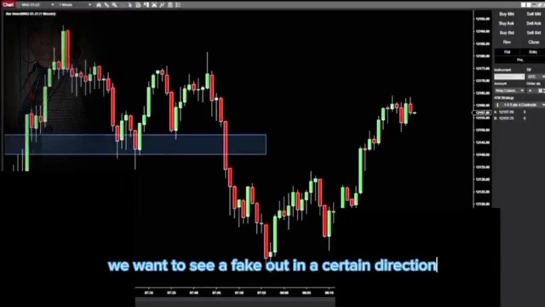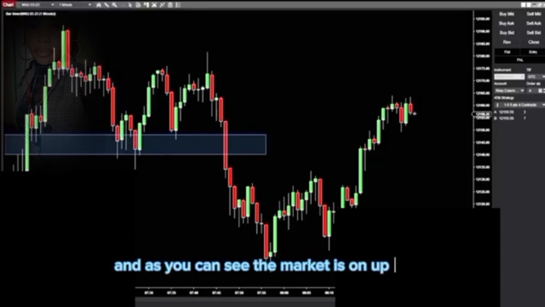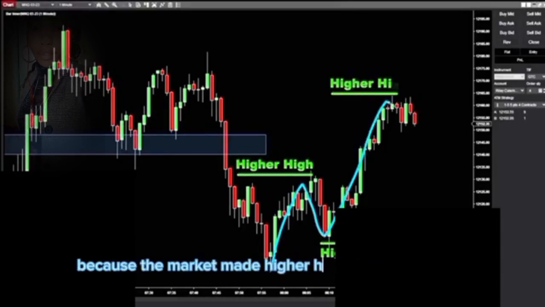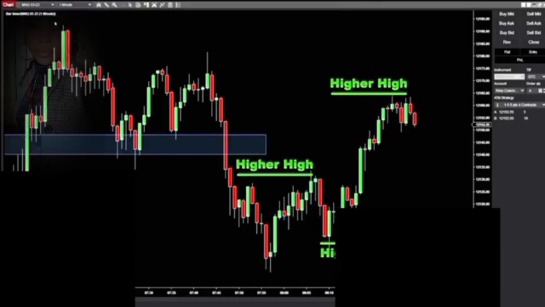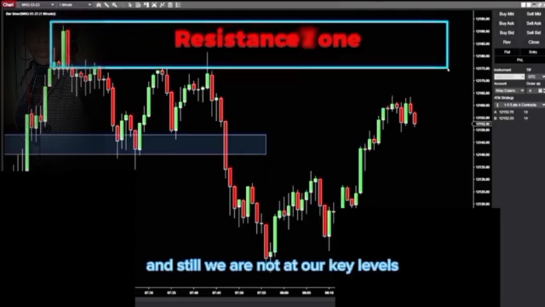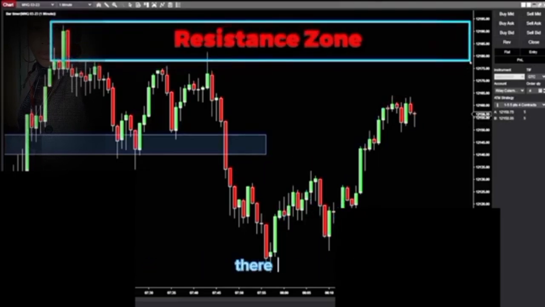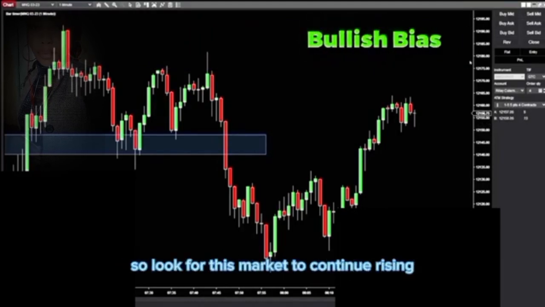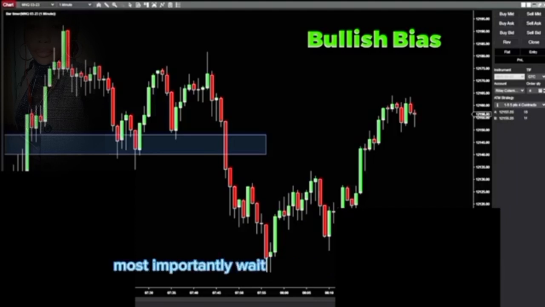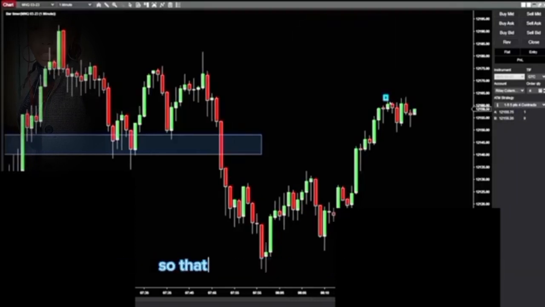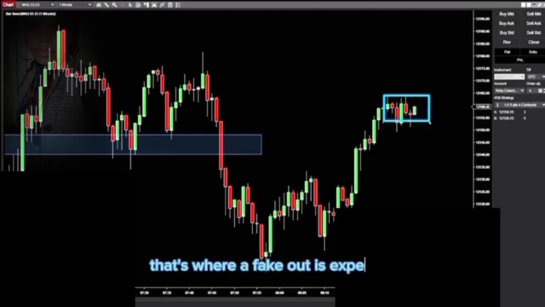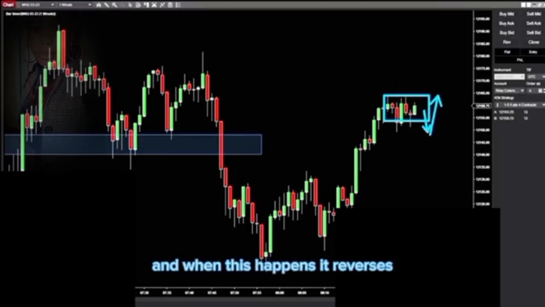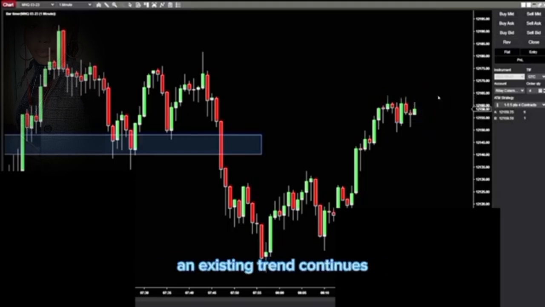We want to see a fake out in a certain direction, and as you can see, the market is on an uptrend because the market made higher highs and higher lows. And still, we are not at our key levels like resistance levels, so there is no sign that the market is going to reverse, so look for this market to continue rising. But we have to wait and see a fake out. Most importantly, wait for price to consolidate so that you can see this fake out. Once price consolidates, that's where a fake out is expected, and when this happens, it reverses, an existing trend continues.